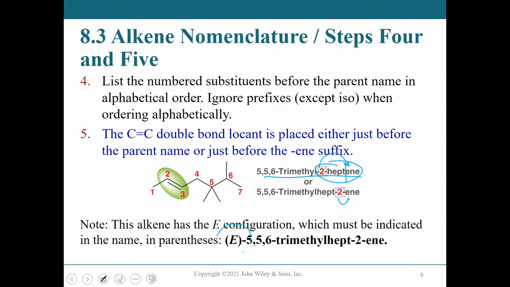Here's exactly what I was mentioning: they're showing the configuration, right? The stereochemistry is also included in the name. So let's see if we can do a few examples here for naming. Okay, so let's say that I have.